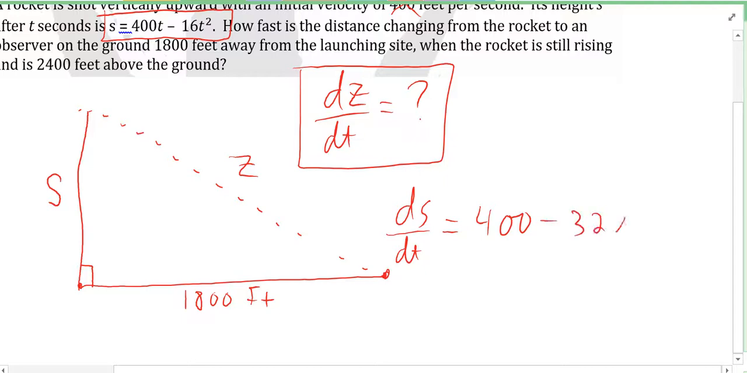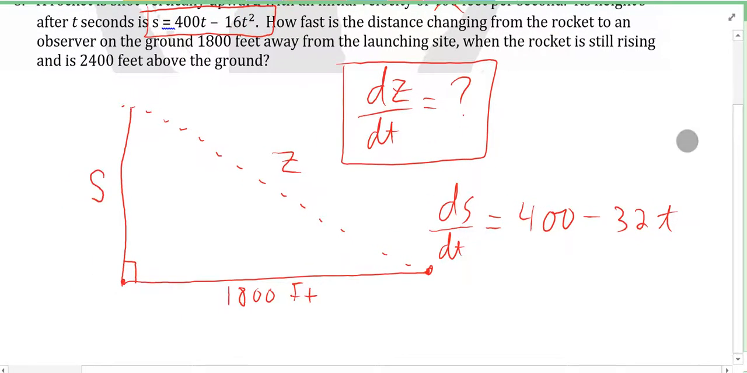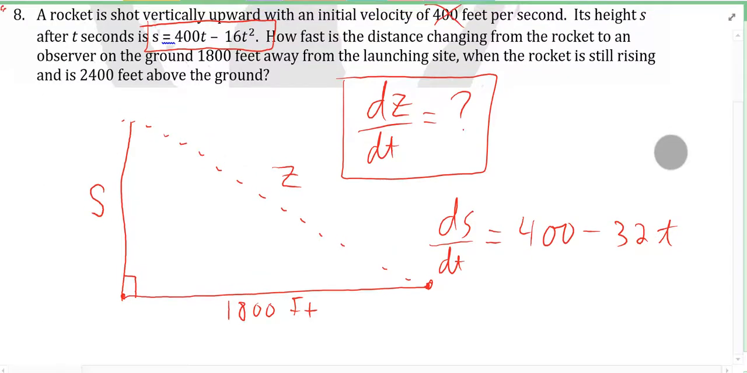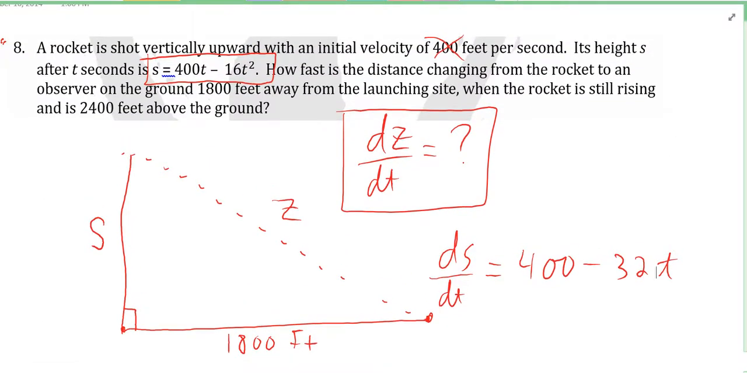minus 32t. Now, what happens to ds/dt if you plug in 0? What do you get? You get 400. All it means is the initial, remember, the derivative of the height is going to be velocity. So when you plug 0 in and get 400, that just means the initial velocity is 400, which is what the problem told us anyway. Okay? But we don't need to know how fast the height is changing at 0. We need to know how fast the height is changing while the rocket is 2,400 feet above the ground.